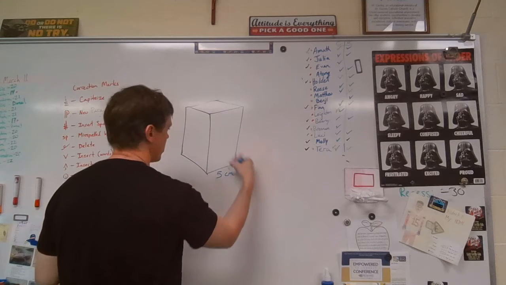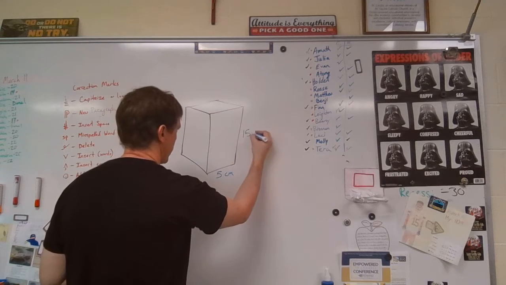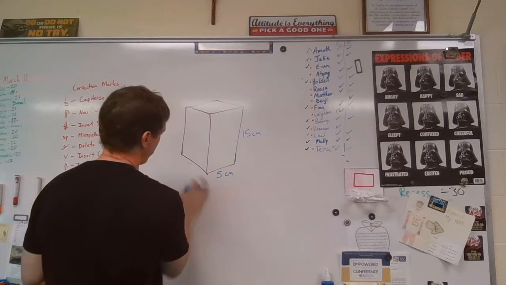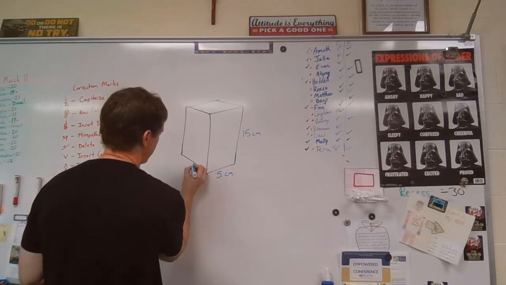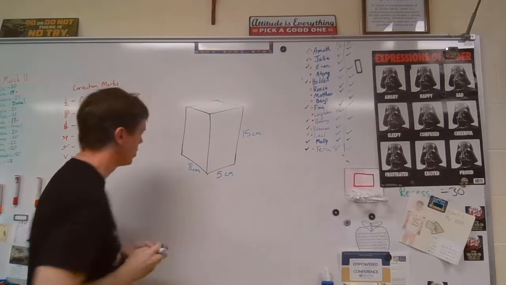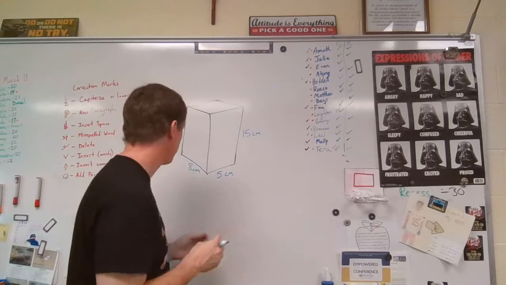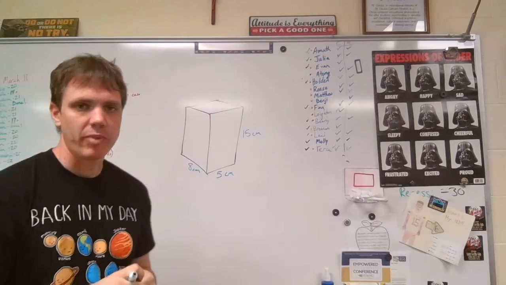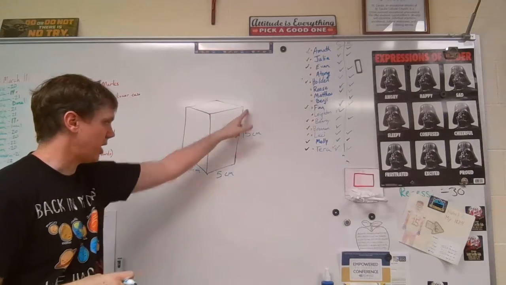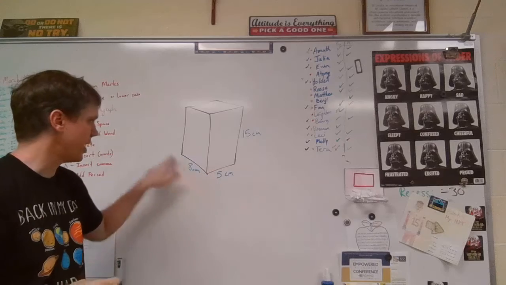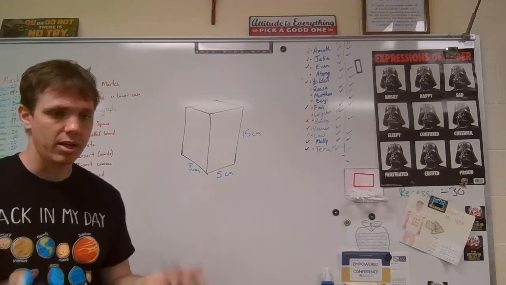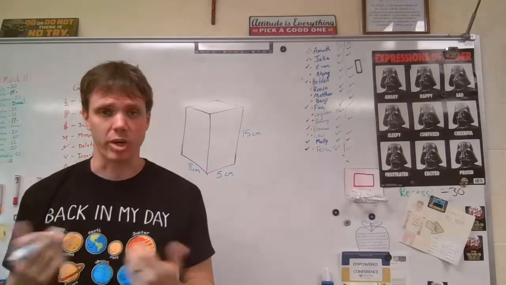we'll say 5 centimeters. It looks like 15. Why not? And then this is probably, let's say 8. Okay, so I've given myself not the easiest math, but that's okay. Actually, it's not too bad. That worked out. Okay, so we have 15 centimeters up and down. We have 5 centimeters side to side this way, 8 centimeters going back. All right, and then they want you to tell what is the volume.